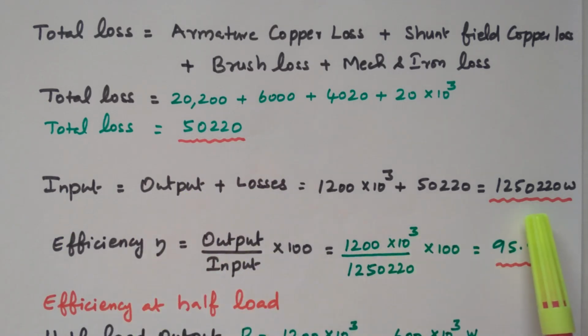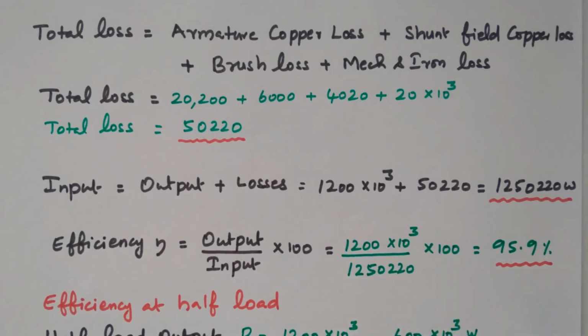Now we have the input as well as the output available. From that we can easily find the efficiency. These are all for the full load value. So the output is 12,200 kilowatt divided by 12,50,220 into 100, that is equal to 90.9 percentage. So for this full load value, the efficiency is 90.9 percentage.